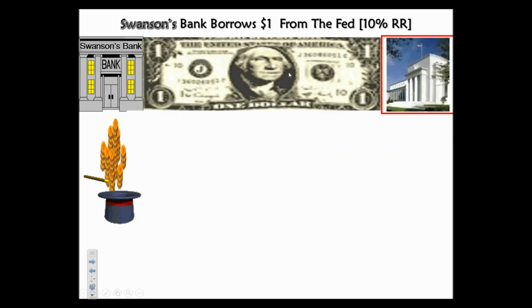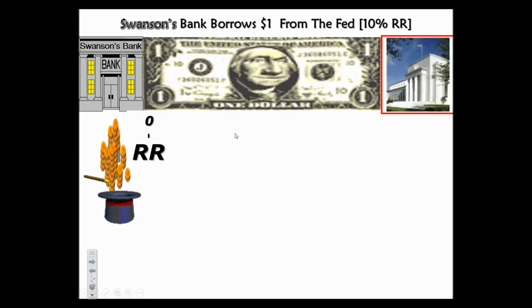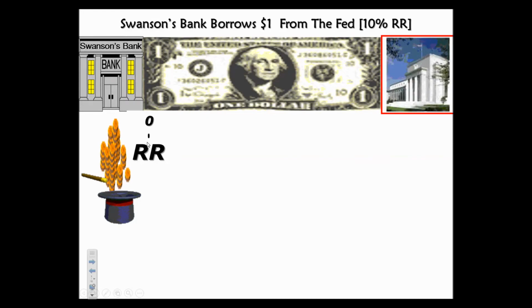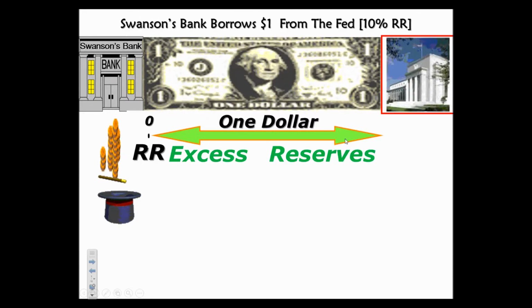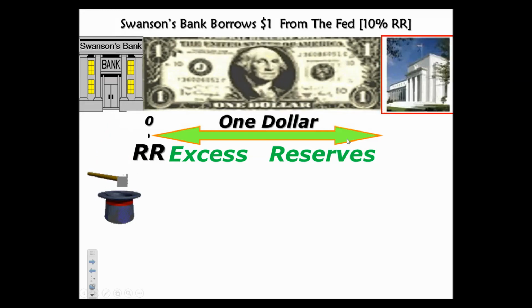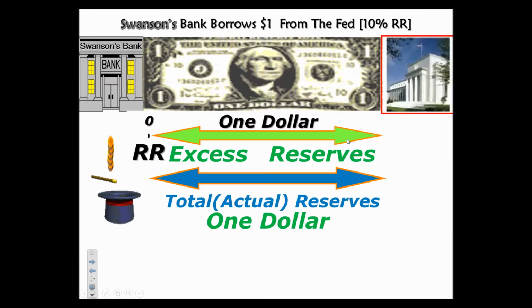Now, the reserve requirement only applies to deposits. So that means that none of this dollar is required to go to required reserves. The entire dollar goes to excess reserves. So anytime the bank deals directly with the Fed and money's involved, there are no required reserves. The entire dollar goes to excess reserves. Excess reserves plus required reserves still equals total reserves.